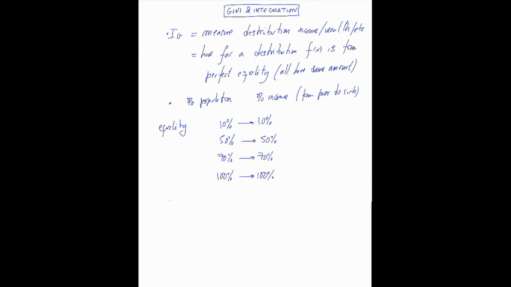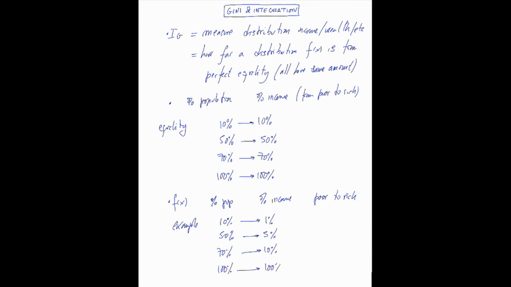Any other distribution, f of x, will have a similar percentage of population compared to percentage of income, as we go from poor to rich. This means the poor people have less than what they should under perfect equality. So, for example, 10% of the people have only 1%, 50% of the people have just 5%, 70% of the people have, say, 10%, and again, 100% means everybody has everything.